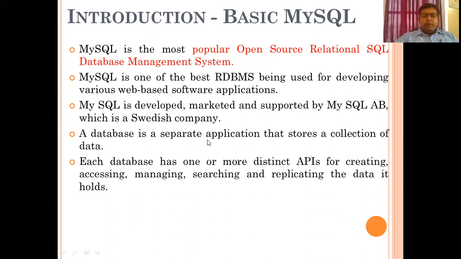Now, a database is a separate application that stores a collection of data. This is the definition of a database, which stores different kinds of data within it. Each database has one or more distinct APIs, that is, application program interfaces, for creating, accessing, managing, searching, and replicating the data it holds. So the basic operations which we perform on the database are accessing the data, managing the data, searching a particular data from the database, then replicating the data, which it holds, right? So these are some basic functionalities performed by the different APIs on the database. So this was the introduction of basic MySQL.